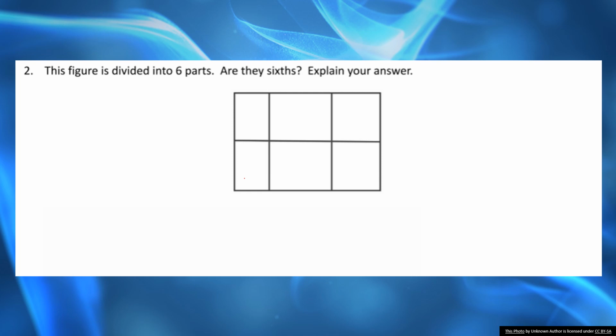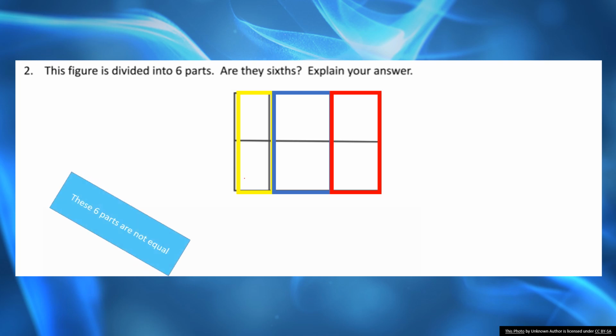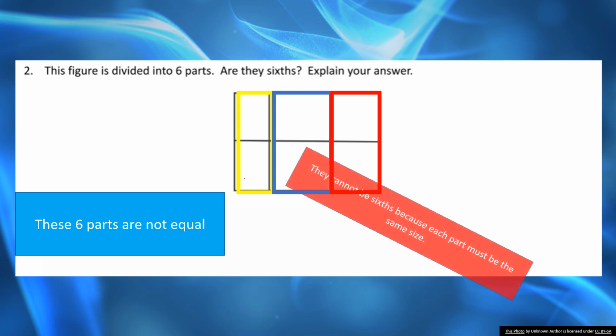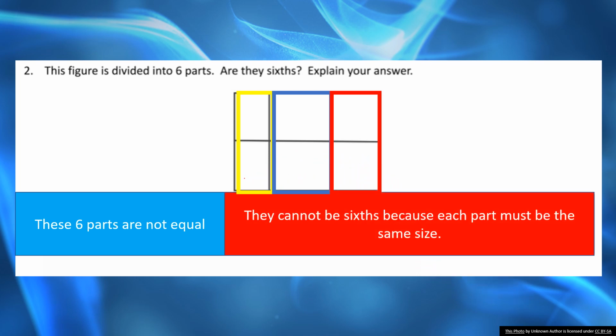Now remember, the rule for fractions is that all of the parts that the whole shape is divided into have to be equal, right? I see a couple of different sizes here. These 2 are the same size, right? But these 2 are a completely different size than the first 2. And these 2 are a completely different size from the other 4. So that means that these 6 parts are not equal. They cannot be sixths because each part must be the same size.